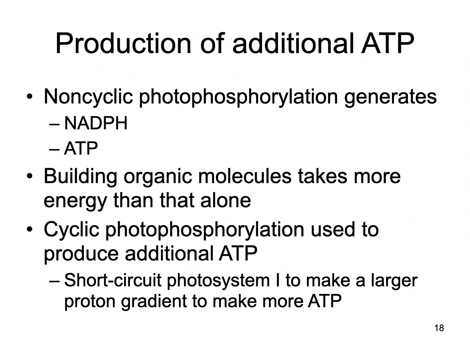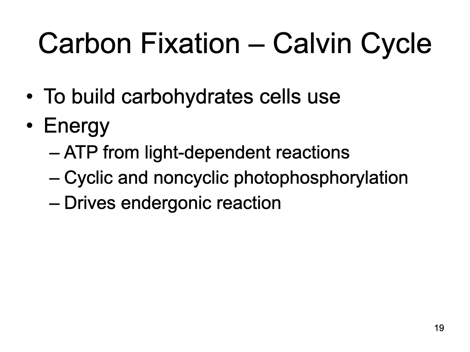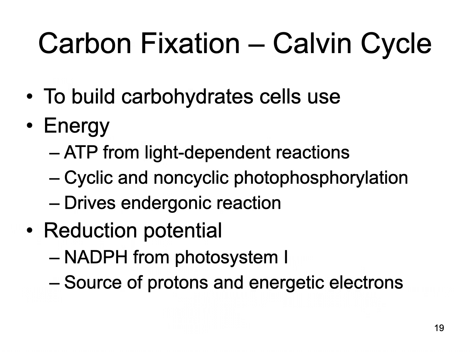Okay. We also generate additional ATP here, and because ATP is really going to be crucial, we're going to use that in the Calvin cycle to build carbohydrates. So there's our energy source. Okay, the reduction potential comes from that NADPH. Okay, so the Calvin cycle can't happen without the light-dependent reactions.